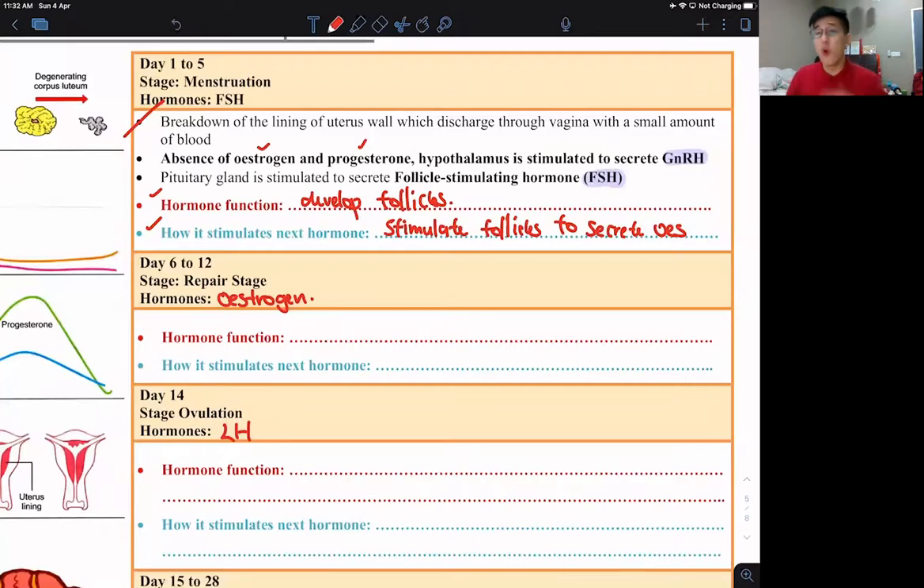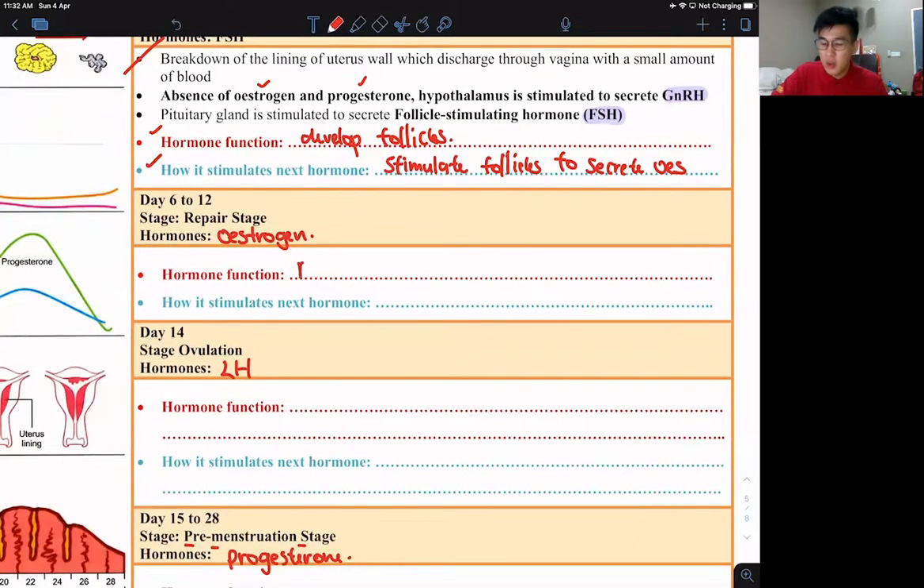And then the wall has broken down already. So now you have to repair the wall. That's why you have the repair stage and you need estrogen, because estrogen is the one that repairs and stimulates thickening of the endometrium. Okay, write yourself, thickening of endometrium. And then estrogen is going to stimulate the next hormone. So you can say it stimulates the pituitary gland to secrete FSH and also mainly LH.